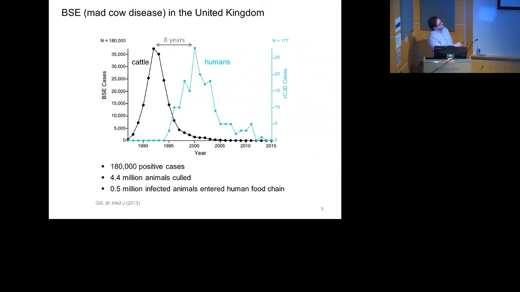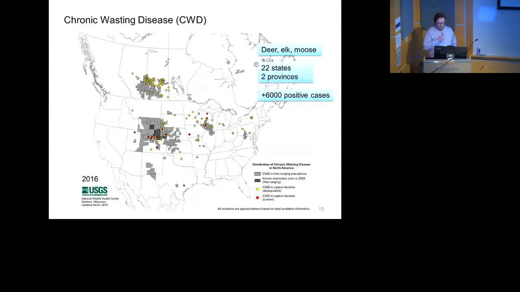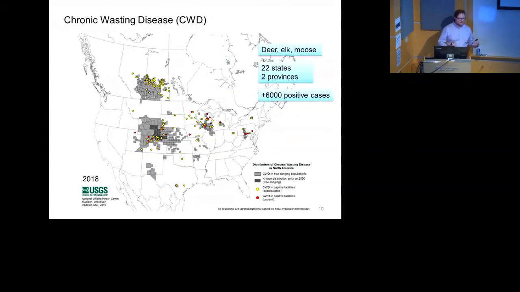And in total, there are about 177, maybe 178 cases now of people that acquired this variant CJD and died as a result of it. So we figured out ways to deal with mad cow disease, which is to stop feeding dead cows to other cows. That's one good way to basically cut that spread.